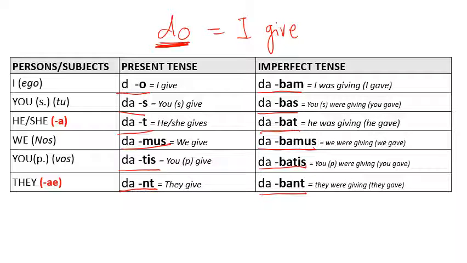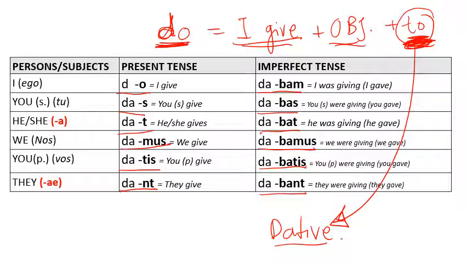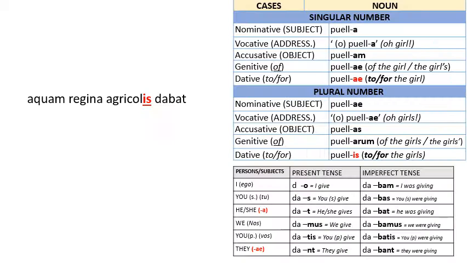The reason I'm teaching you this verb is because the verb I give is usually followed by an object. I give something, and the word to. I give something to someone. And as we saw in the previous slide, to is the word that we use in the dative case when we translate it. So I want you to keep in your mind that the verb do is very important when we are using the dative case.